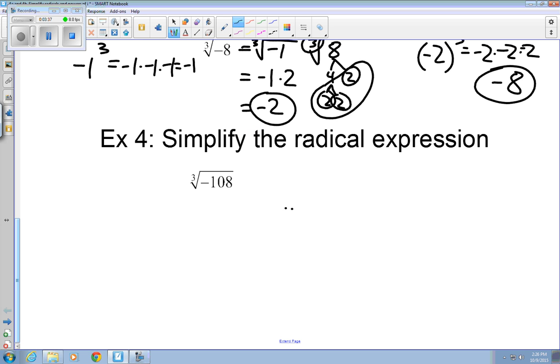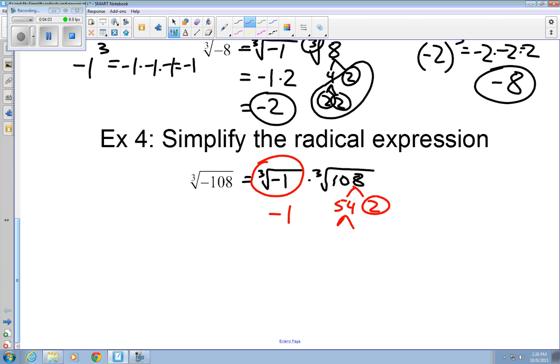Further on, we have the cube root of -108. So first we have the cube root of -1, and we have the cube root of 108. We already know that cube root of -1 is -1 from the last example. 108, that can be broken down into 54 and 2. And for this, you can use your calculators. We have 54 is 27 and 2. 27 is 9 and 3. 9 is 3 and 3.